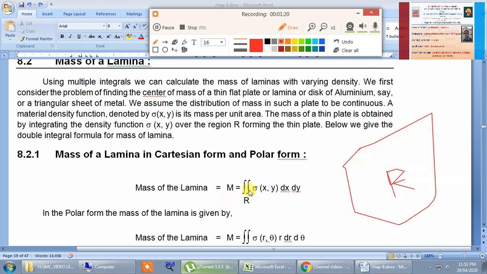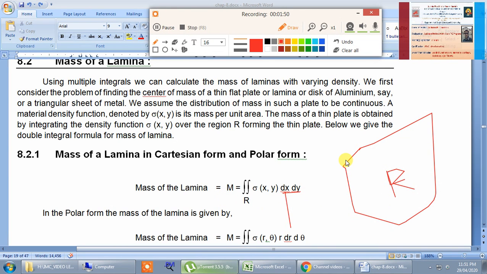It is a double integration over the region of the lamina. The density is the integrand, dx dy. So if you integrate the density over the region of the lamina with respect to dx and dy, we get the mass of the lamina. Note that here dx dy in polar coordinates will become r dr d theta, and x equal to r cos theta, y equal to r sin theta is to be substituted in the integrand, and this will be your polar curve in that case.